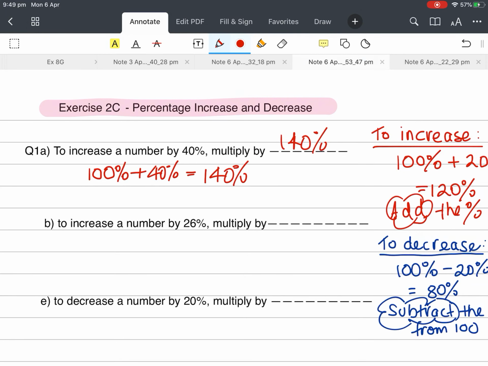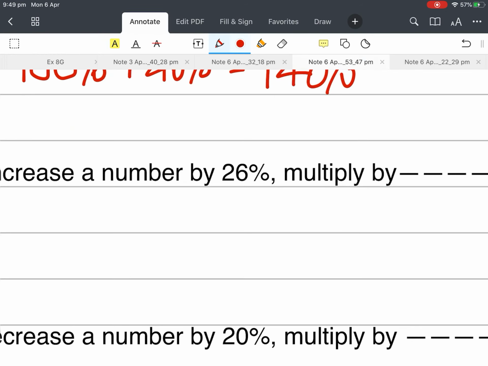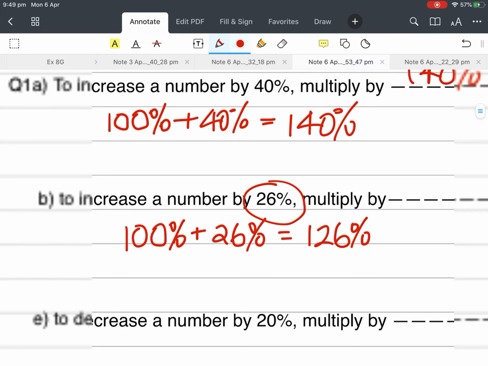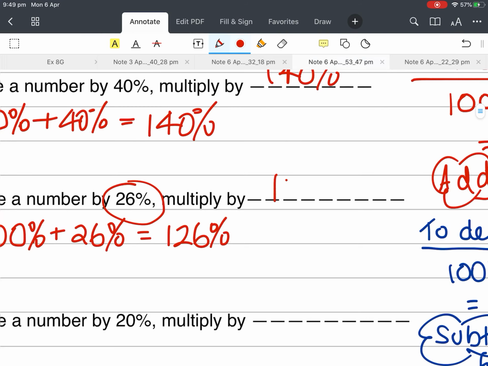Can you pause the video for a minute and see if you can do that one on your own? Okay, hopefully you figured this out. You went, we're increasing, so if we increase, we are adding the percentage that's in the question. This time it's 26%, and when I go 100 plus 26, I get 126%. So this time I'm going to multiply by 126%.